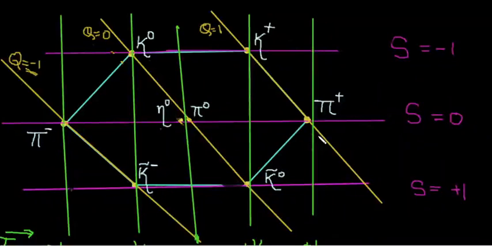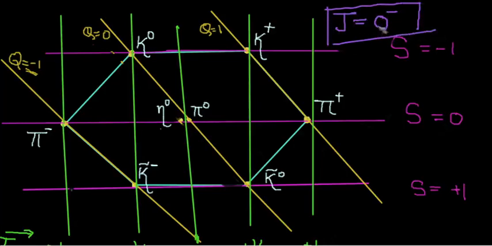Hello students, in the last video we already saw the meson octet. All the particles in that meson octet have parity minus and total angular momentum 0, represented by J equal to 0 minus. Now this meson octet has one more variation. The same meson octet can be reproduced for J equal to 1 minus, that is, total angular momentum is 1 and parity is minus. All the meson particles have parity minus.